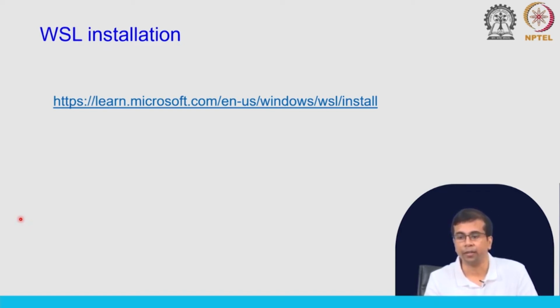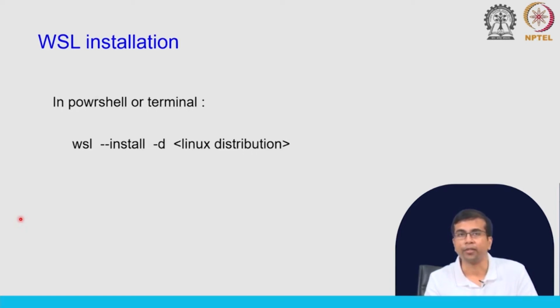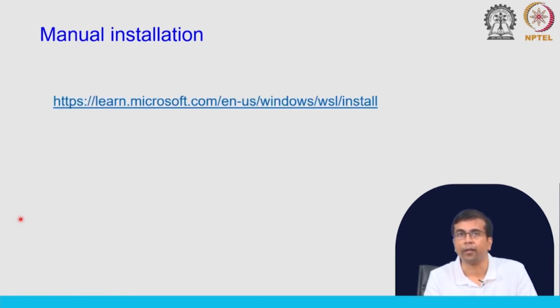You can simply type wsl --install -d followed by the Linux distribution name. Whether you want Ubuntu or another type of system, or a specific Ubuntu version, whether it is Ubuntu 20 or Ubuntu 22, you can specify it. The list of distributions available in WSL is also given on the website, and you can check and then install very simply by typing wsl --install in PowerShell or in the terminal. This is the simplest way to do this, but you can also do a manual installation.